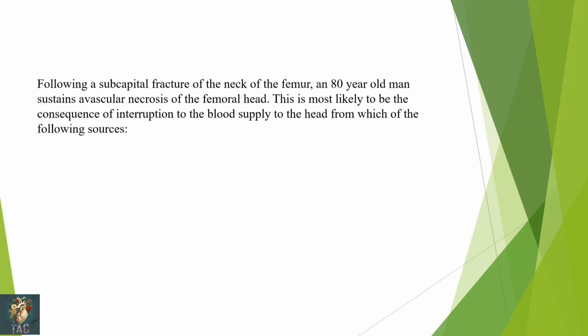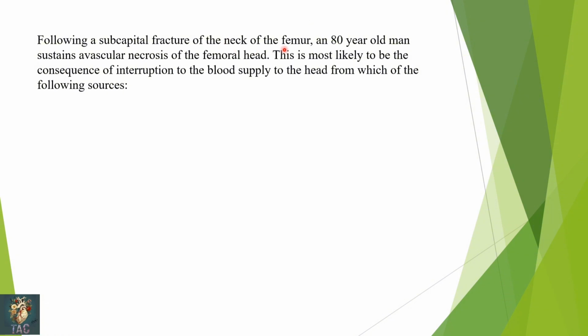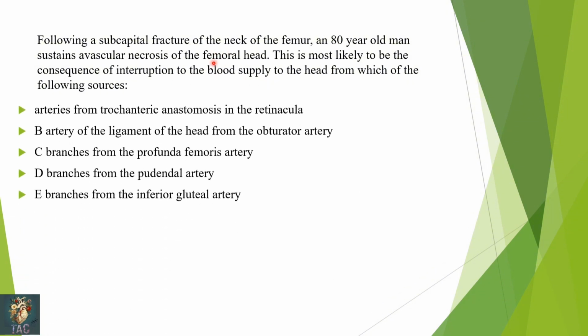Next: following a subcapital fracture of the neck of the femur, an 80-year-old man sustained avascular necrosis of the femoral head. This is most likely to be a consequence of interruption to the blood supply to the head from which of the following sources? We are looking at the area where the subcapital fracture damages the supply, causing avascular necrosis of the femoral head. The options: arteries from the trochanteric anastomosis, the artery of the ligament of the head from the obturator, branches from profunda femoris, branches from pudendal, and branches from inferior gluteal artery.